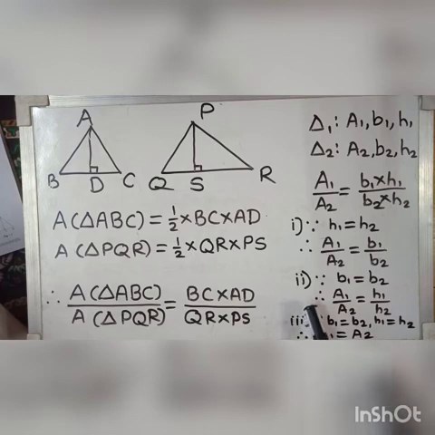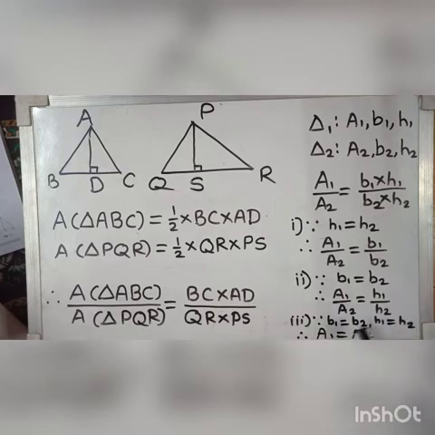Second case, if two triangles have equal bases or the same base, that is B1 equal to B2, then A1 upon A2 we get it equal to H1 upon H2. That is, if two triangles have equal bases or the same base, then the ratio of their areas is equal to ratio of their corresponding heights.